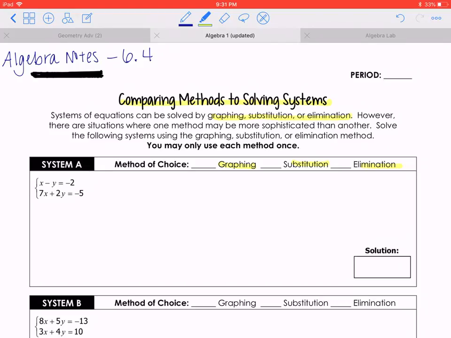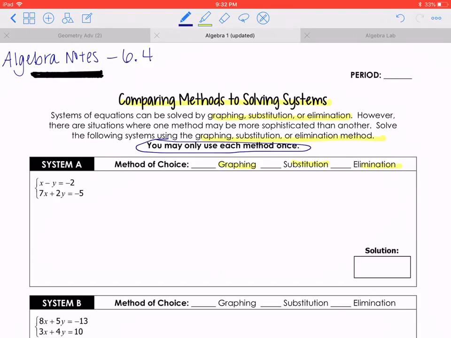However, there are situations where one method may be more sophisticated than another, or in other words, may make a little bit more sense, may create less work for yourself, may make solving the problem a little bit easier for you. So we're going to solve the following systems by using graphing, substitution, or elimination, but we're only going to use each method once.